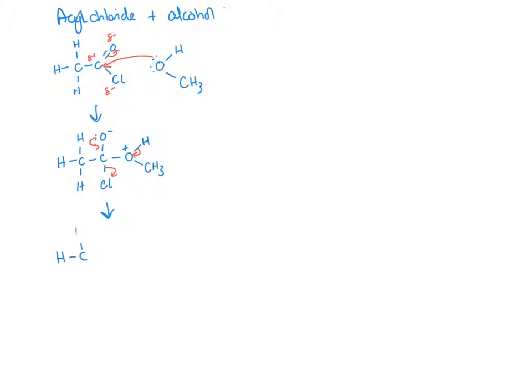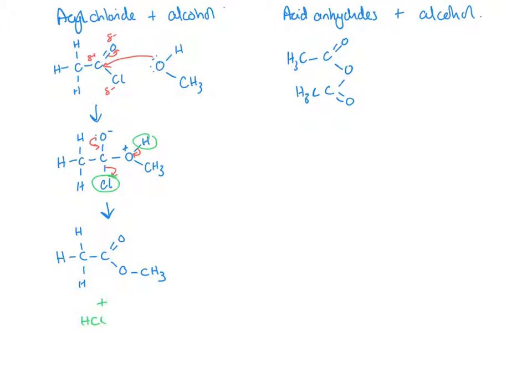So if we have a look at what's left, you can see this time we've made an ester, and let's see what else is left over. So we've got a chlorine and a hydrogen, so our other product is going to be HCl again.